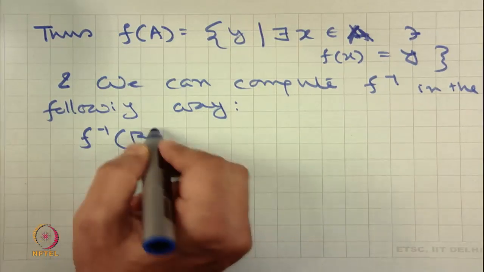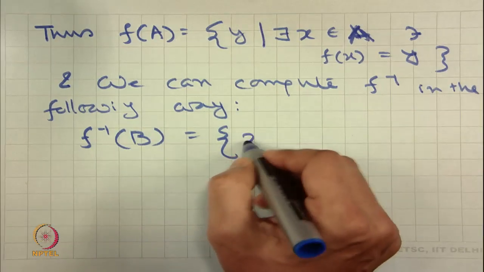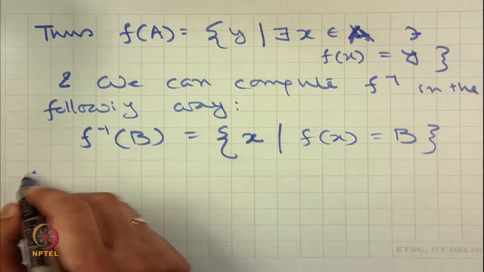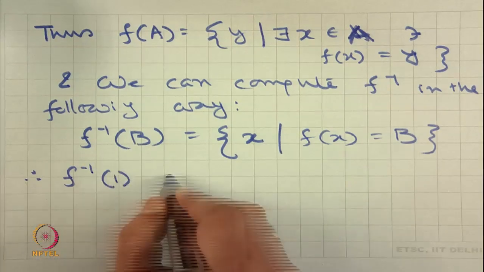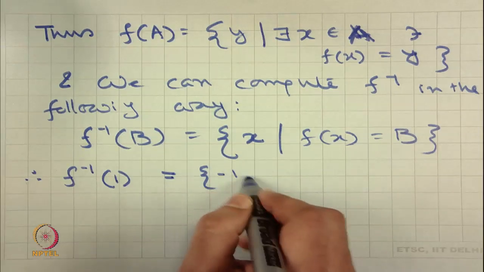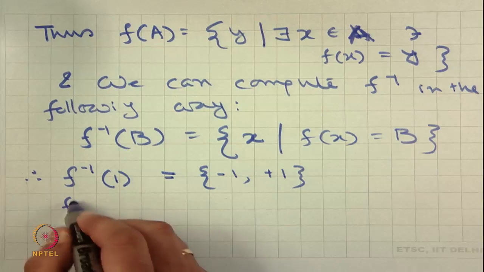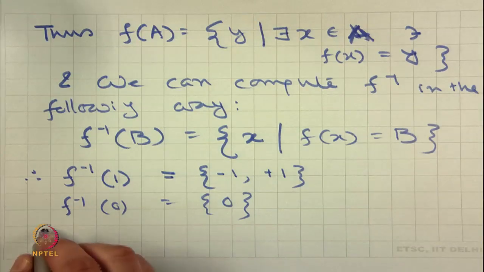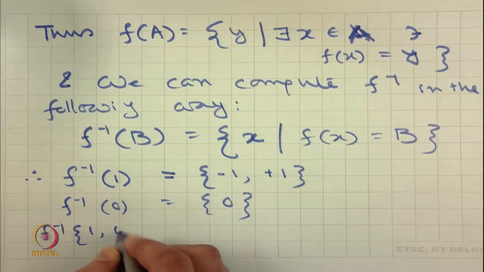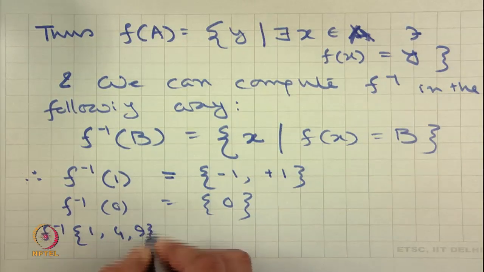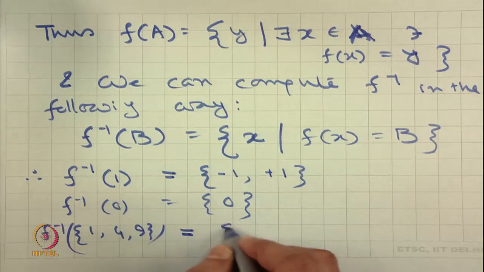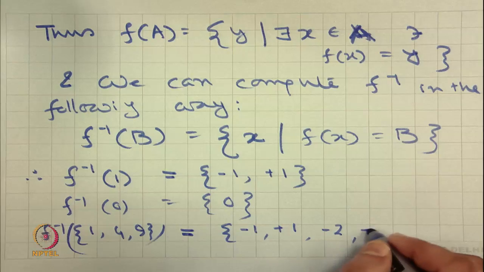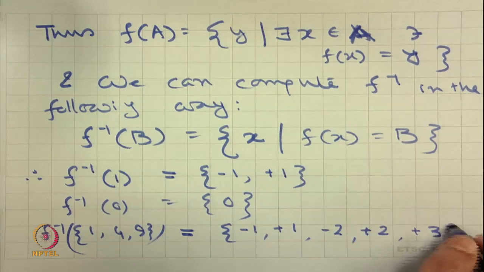F inverse of a set B is equal to the set of all x such that f(x) is equal to B. Therefore, f inverse of {1} in the above case is {-1, +1}, f inverse of {0} is equal to {0}, and f inverse of {1, 4, 9} is equal to {-1, +1, -2, +2, and +3}.